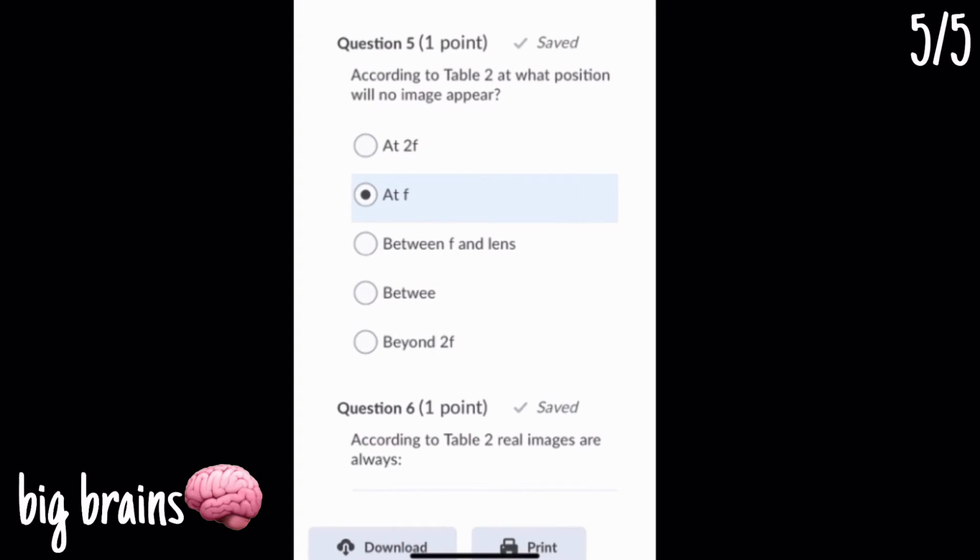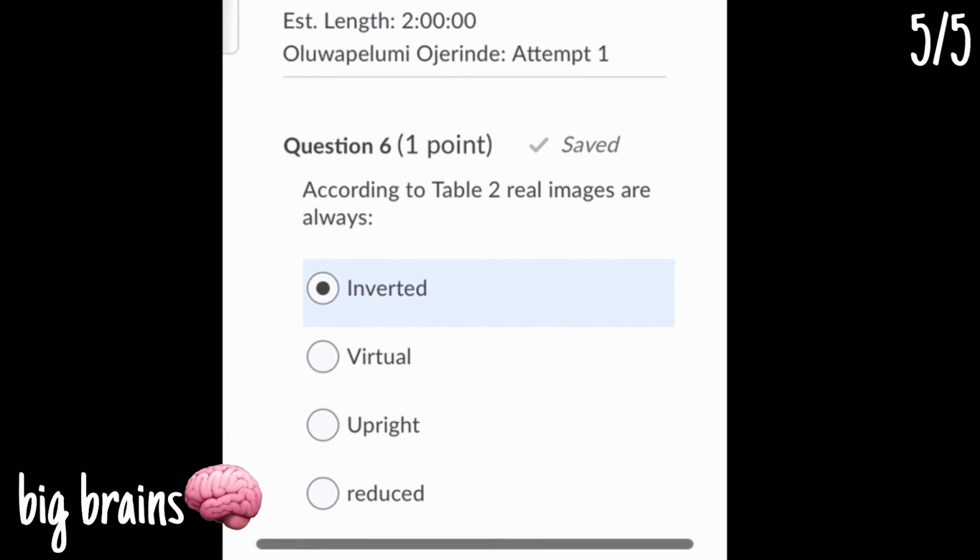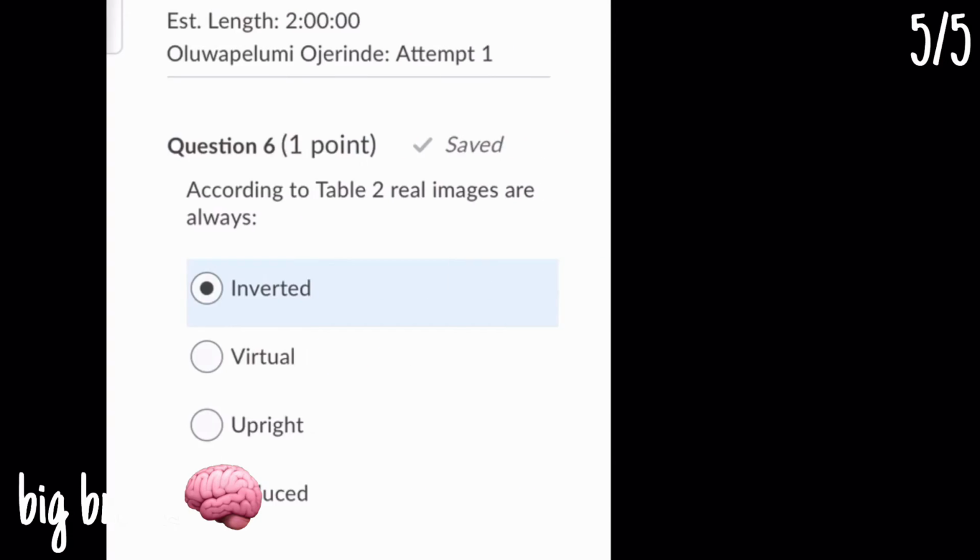According to the table, at what position will no image appear? That would be at F. It's going to be blurry and go to infinity, so you basically can't see it. According to table 2, real images are always inverted. Real and virtual images contradict one another. Upright, no, it has to be upside down, which is what we call inverted. Reduced, not always, because we just talked about a real image that is also the same height.